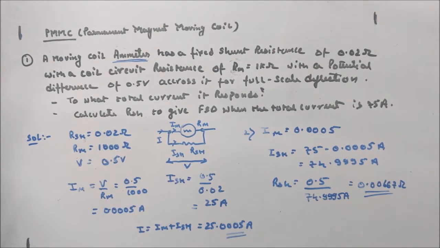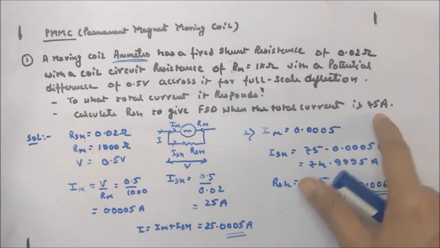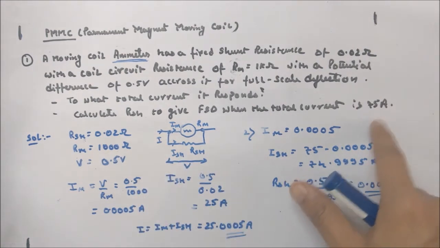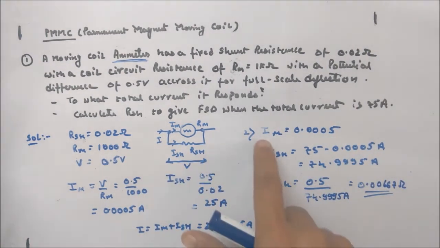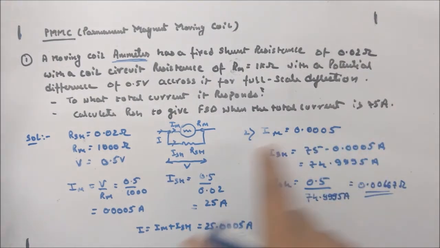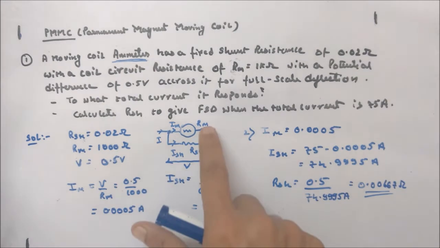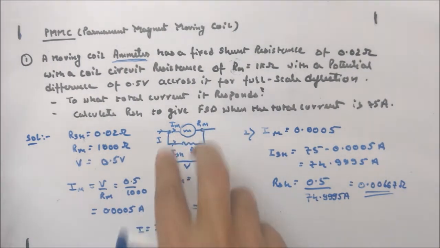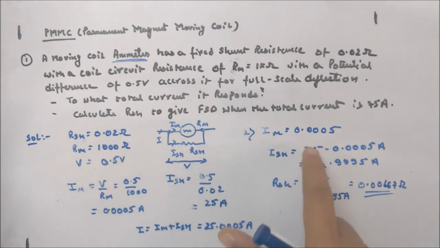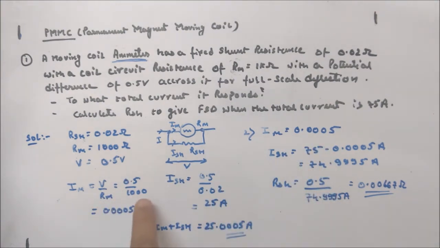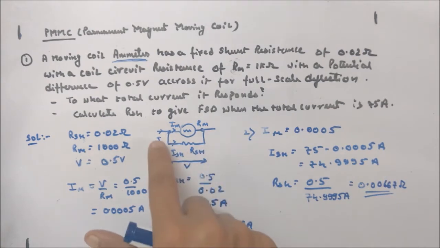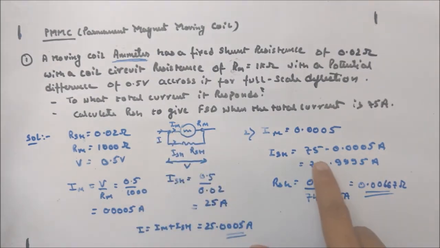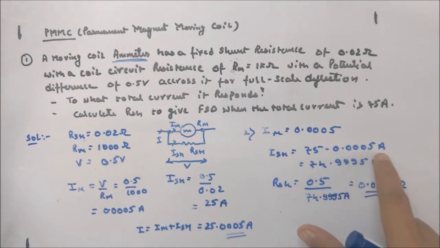Then second, if your total current is 75 ampere, meaning I is 75 ampere, then you have to find the value of RSH. Now the value of Im will not change because it does not depend upon the value of the capital I. It depends upon the voltage and the resistance across it. So the voltage is not changing, 0.5, and the resistance is not changing, that is 1000. So Im will be the same. Now ISH you can calculate in this branch by subtracting the value of Im from I: 75 minus 0.0005 ampere, that comes out to be 74.9995.